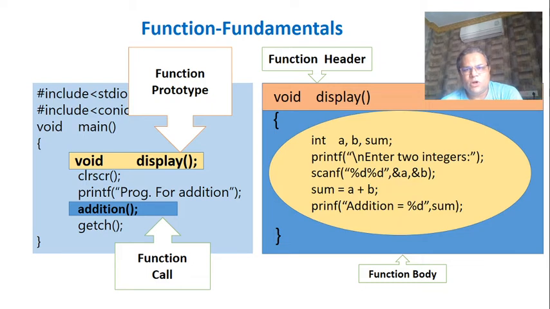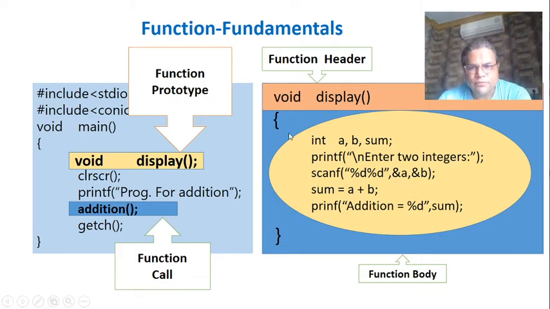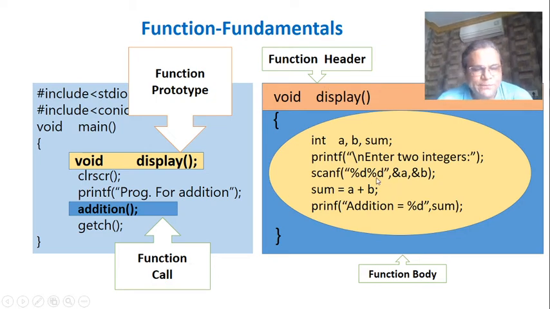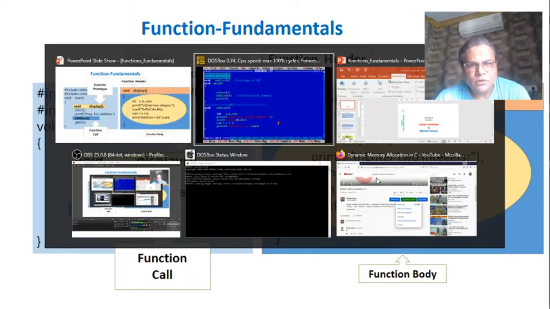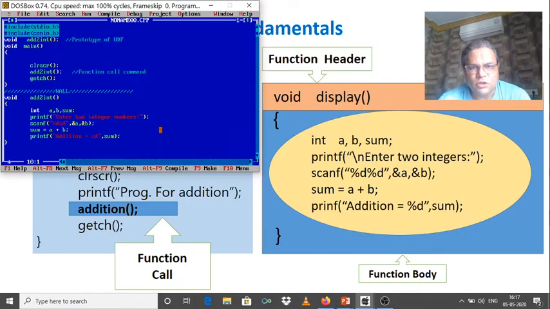Now I hope you understood the terms related to the function. A function will have a function body, the function will have a function header, the function will have a function prototype, and a function requires a function call. This function header along with the function body together is called the function definition. Okay, let's see a few more programs by using functions.